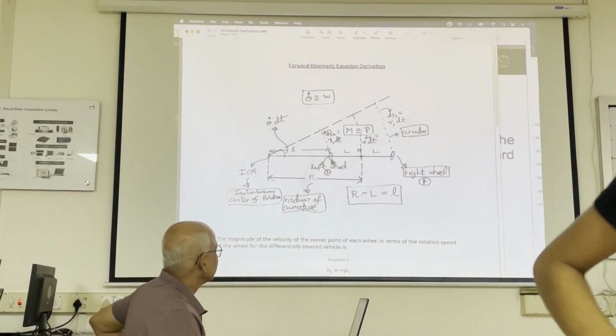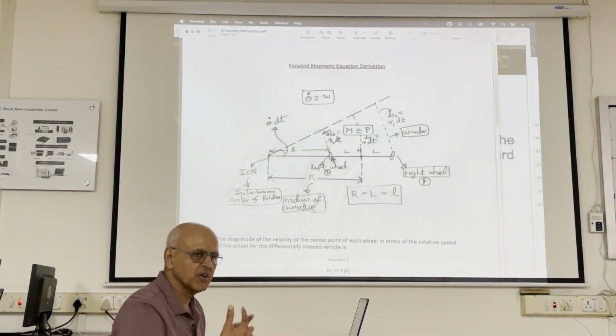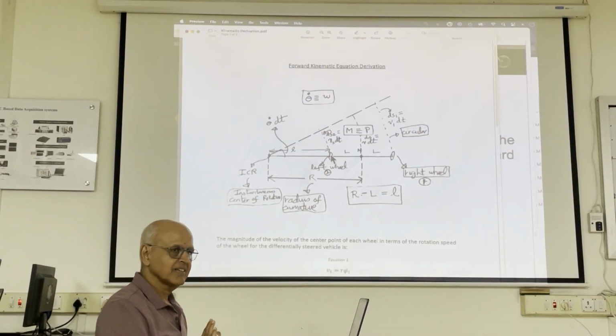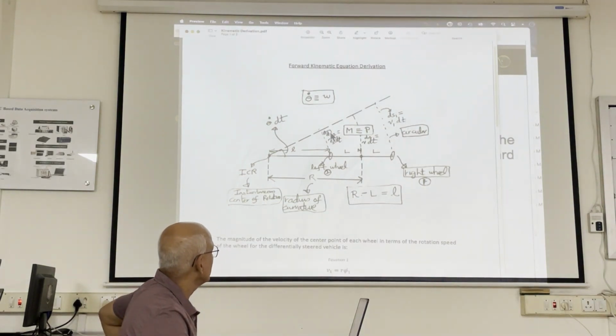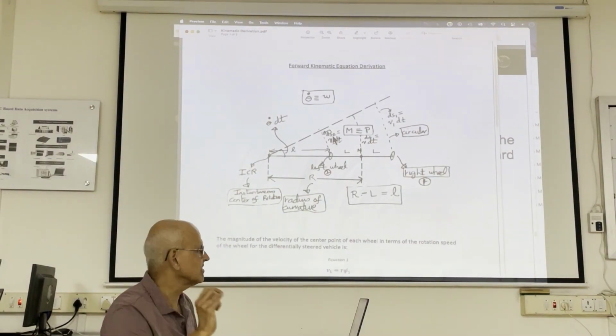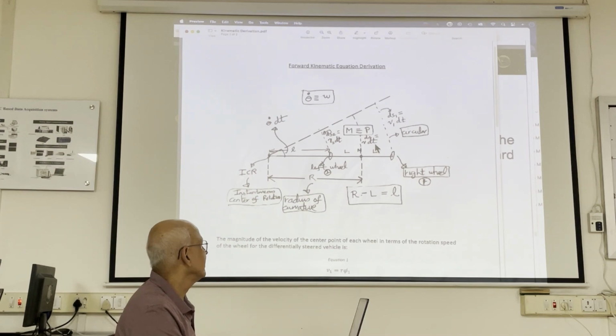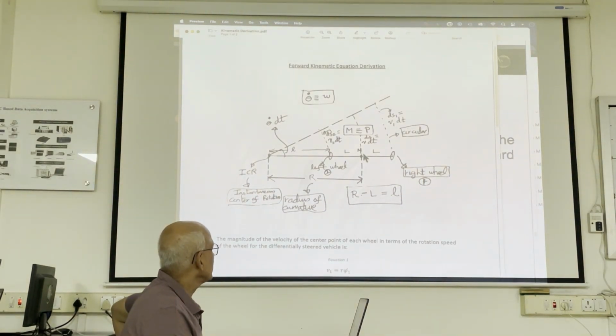So do you agree that v2 dt will be the amount of tire that rolls out? If the wheel is going at a certain velocity, the amount of tire that will roll out is v2 dt, and I'm calling that dS2. Calculus terminology, a tiny increment. And the right wheel similarly, dS1 is v1 dt. Is that okay? What about the midpoint? The midpoint is dS equals v dt.